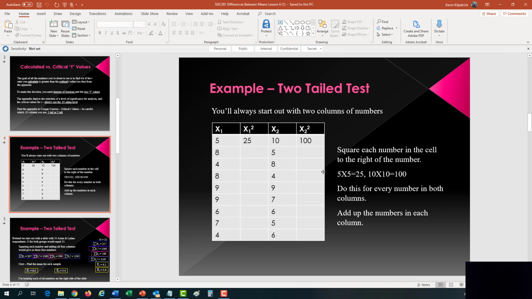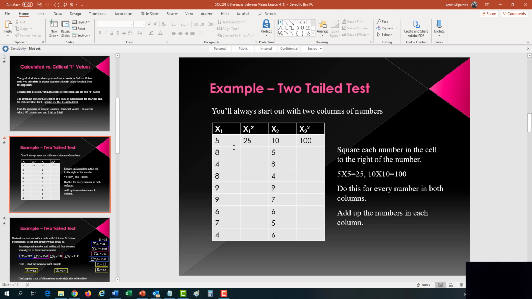Okay. You are always going to start out with two columns of numbers, like I have here. This is x sub 1, that is the first group. This is x sub 2, that is the second group. Okay, the first thing you're going to do is to square each of these numbers and put that value in the column to the right of it.